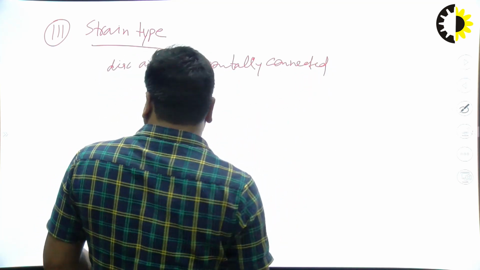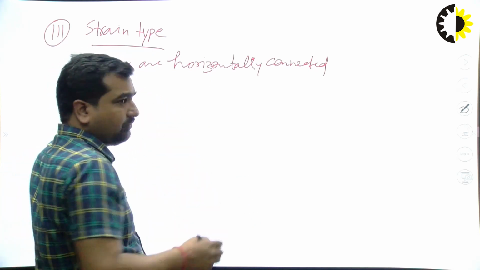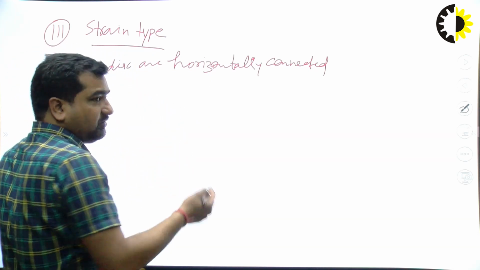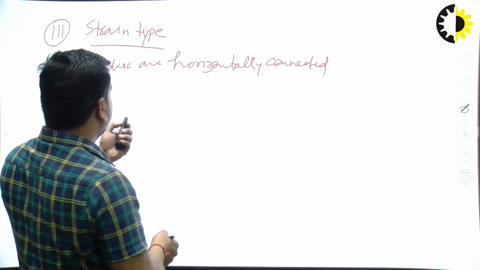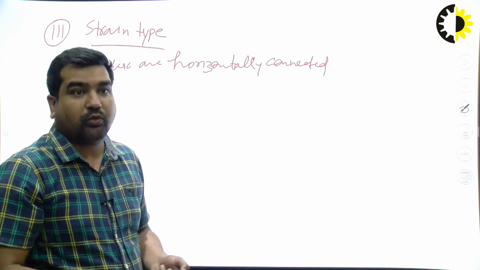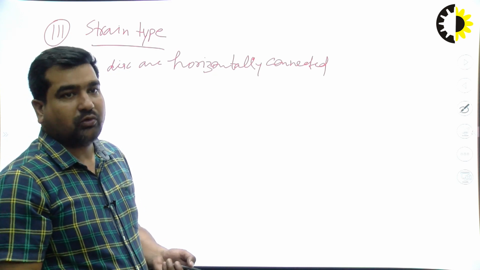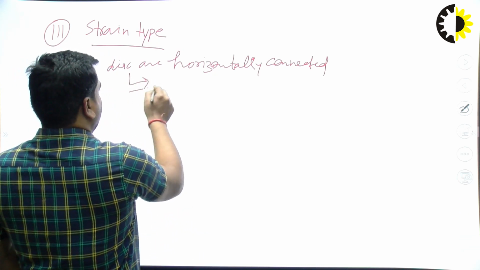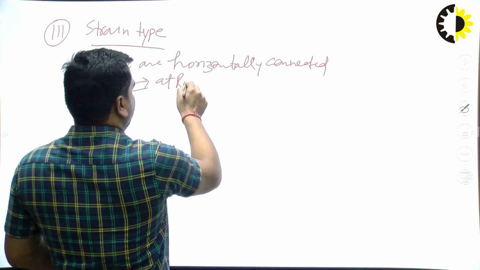And these discs are used at a road crossing where tension is required. Basically it is used where tension is more. Then we go for strain type. So basically it is used at road crossing.